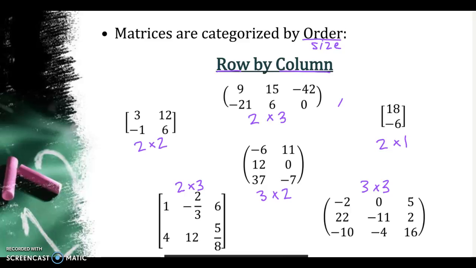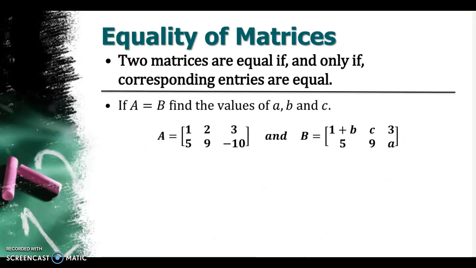a square matrix. When we're talking about matrices, 2 matrices are equal if and only if the corresponding entries are equal. So if we're told that matrix A equals matrix B, that means that all of the entries have to be equal. Now we want to find the values of A, B, C.